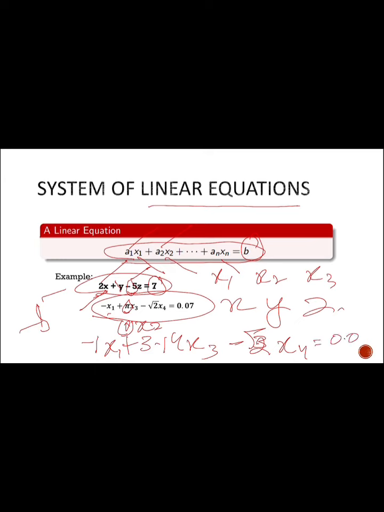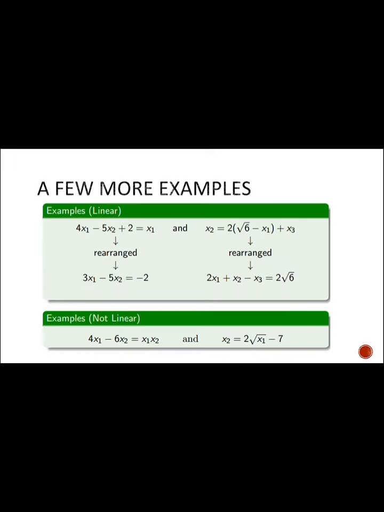Equals 0.07. It shows it can be a linear equation even if the coefficients are negative, in decimal format, or in a square root format. The equation can take the shape of a linear equation. Coming to the next one. A few more examples over here. You can see two sets of examples. Number one, where the equation is a linear equation, and the other one where it's not.